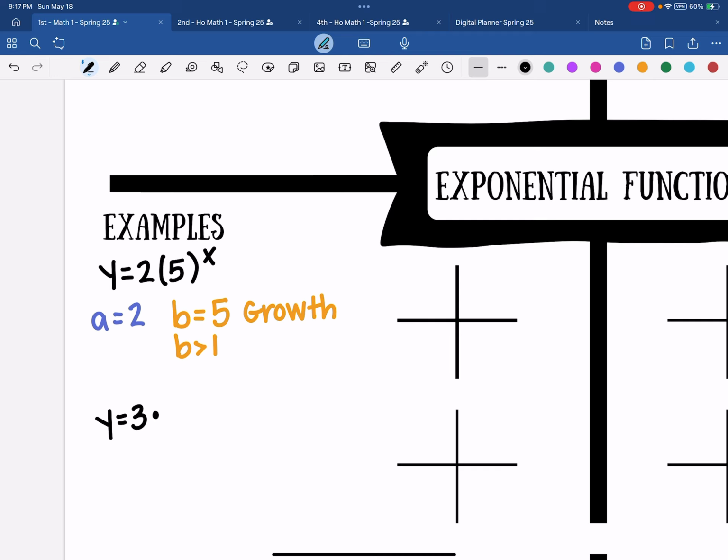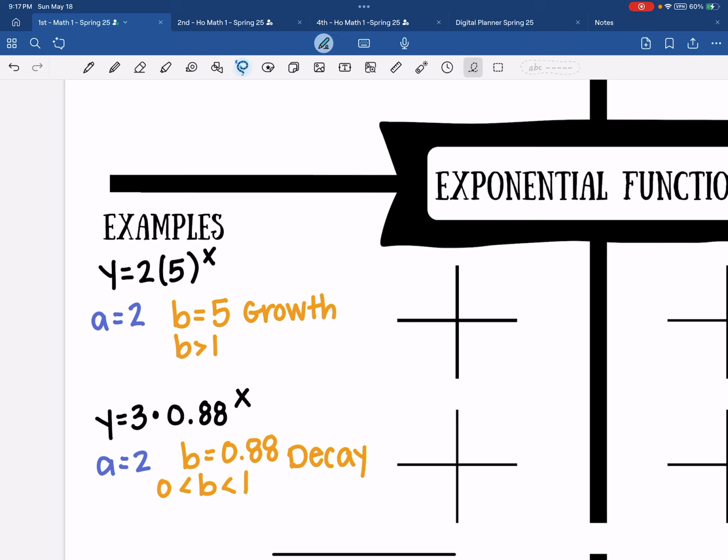Now, you can use parentheses or you can use the multiplication symbol to represent multiplication. So again, my a value is equal to 2, and then my base is going to be 0.88. Now, my base is less than 1, so 0.88 is less than 1 but greater than 0. So that's going to represent decay. We know that the values that we multiply by are going to be going down.